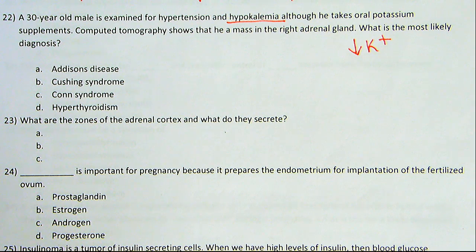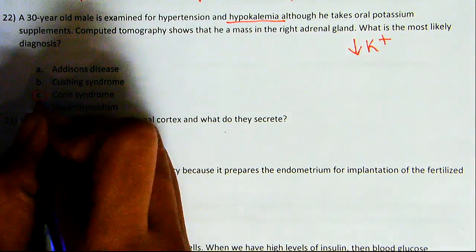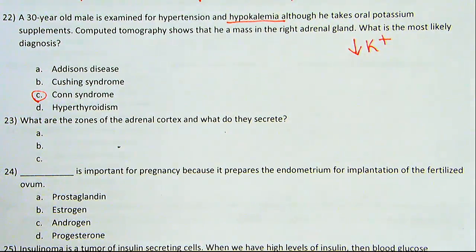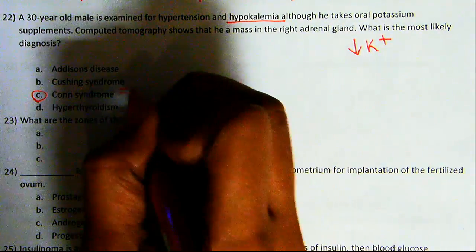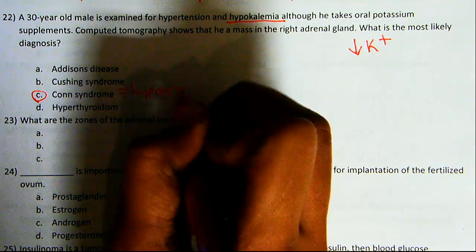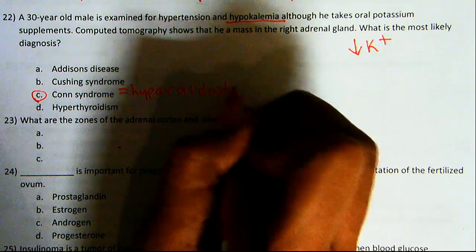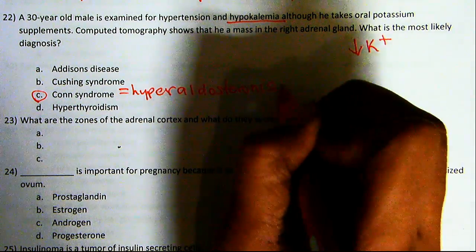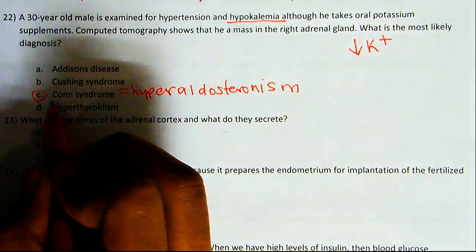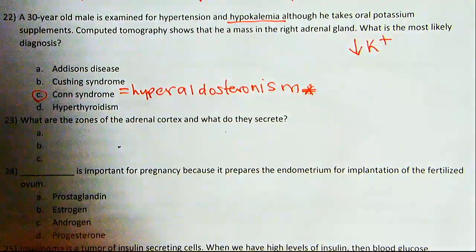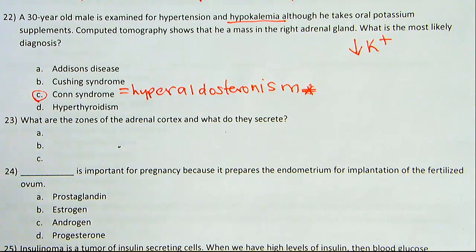No. Yes, it's C, Cohen's syndrome, or Cohen's disease. That's also hyperaldosteronism, right? So just remember that these two are the same. Cohen's disease and hyperaldosteronism. Dr. Akbari could use either one on the exam.